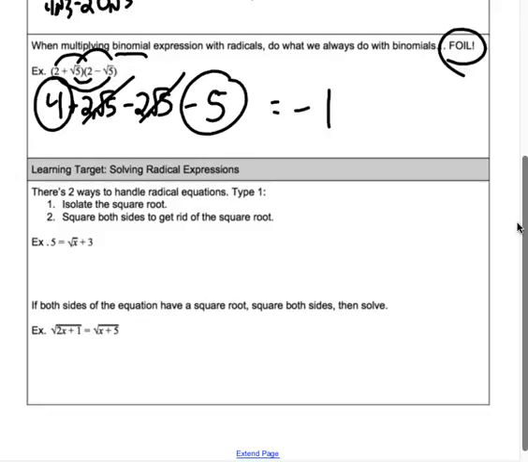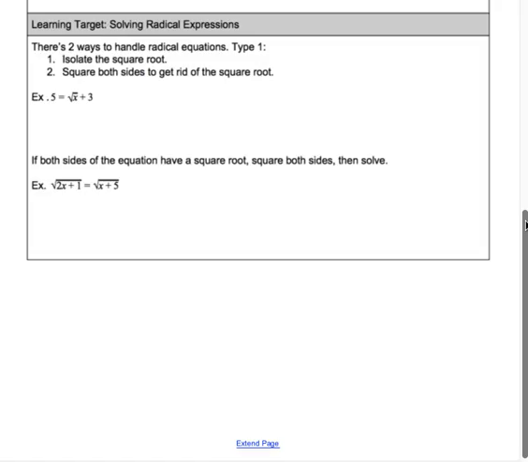All right, last learning target from chapter 10. We talked about how to solve radical equations. Well, there's a couple ways to do that, okay? The first one is just getting the square root completely by itself first. Okay, so here 5 equals square root of x plus 3. Well, if I want the square root by itself, all right, let's subtract the 3. So I have 2 equals square root of x.